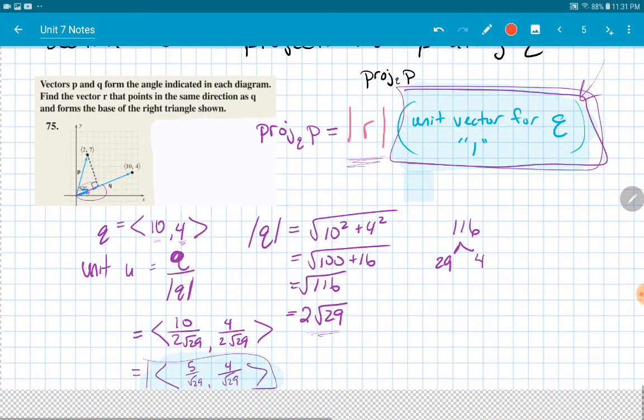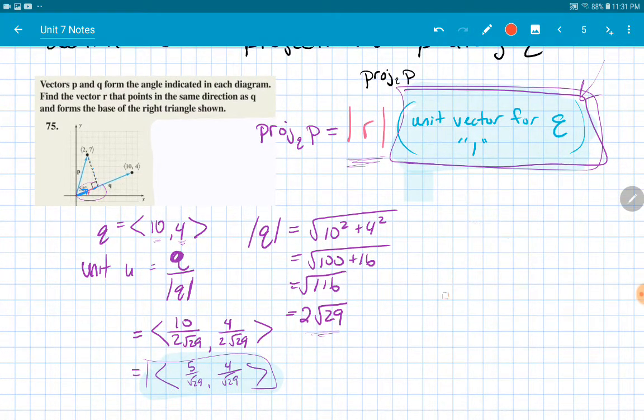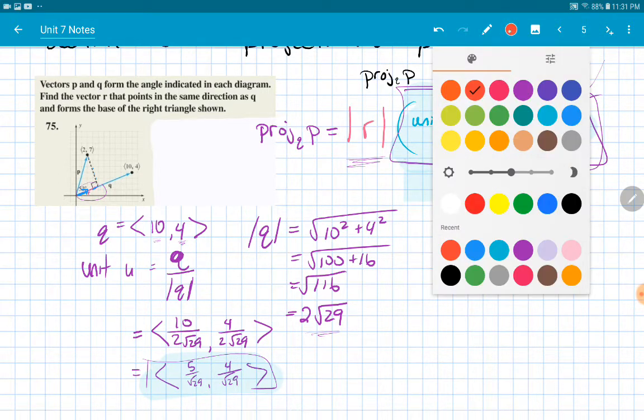Let's do it in orange. It's a little easier to see than red. And I don't really have a good pink. The pinks are really hard to see.